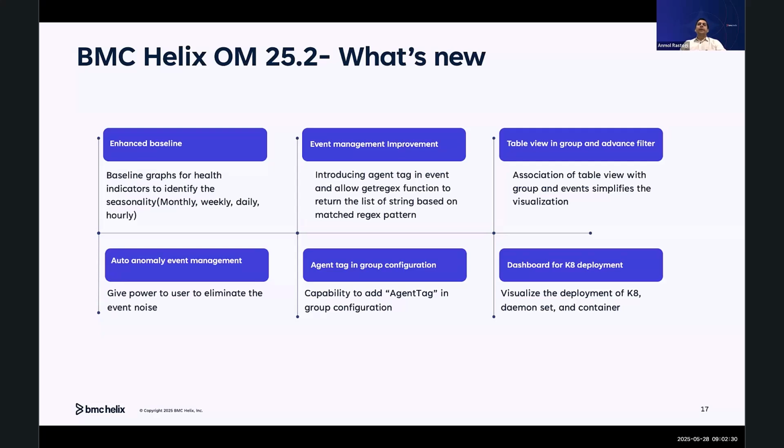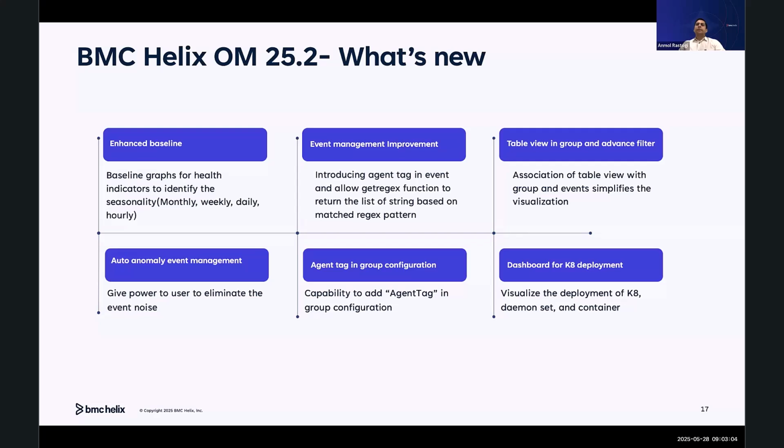And then obviously, we also have agent tagging available in the group configuration page. In fact, in 25.2, we did a couple of overhauls to the group configuration page. We see that group configuration pages are widely adopted by our customer install base. So we are continuously enhancing that by adding minor features which really bring value to the customer.